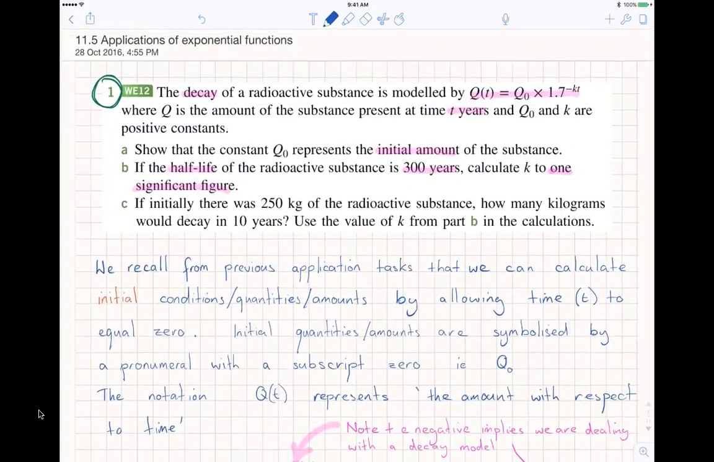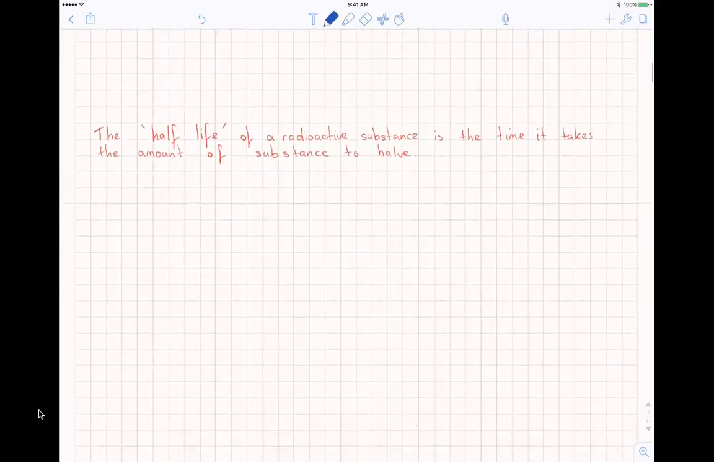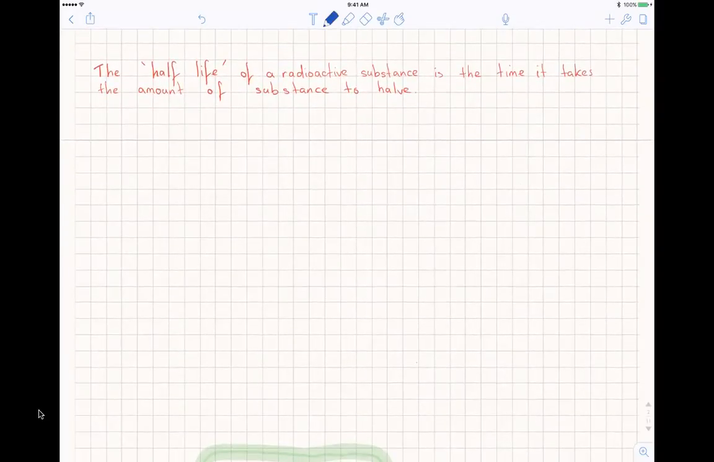Second part of the question, we're asked if the half-life of the radioactive substance is 300 years, calculate K to one significant figure. Now you may not be familiar with the terms half-life or significant figure, so I might define them for you. So the half-life of a radioactive substance is the time it takes for the amount of the substance to halve. So for instance, if I had 40 kilograms of a radioactive substance, the half-life would be the time it takes for that radioactive substance to decay to only 20 kilos.